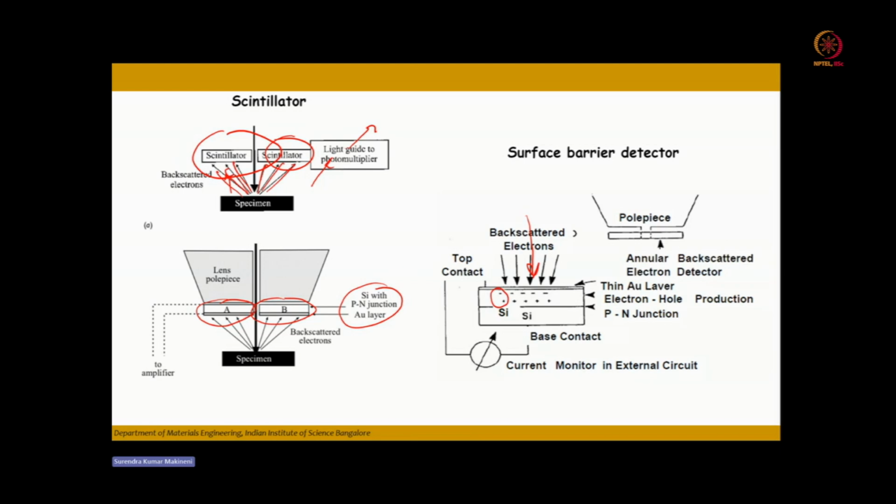And when a voltage is applied across the PN junction, then what will happen? It will produce a current. And this produced current can be amplified, detected, and converted to the contrast or the image. So this is how the backscattered electrons are detected by using the solid state detectors.